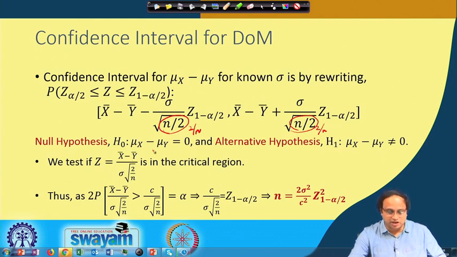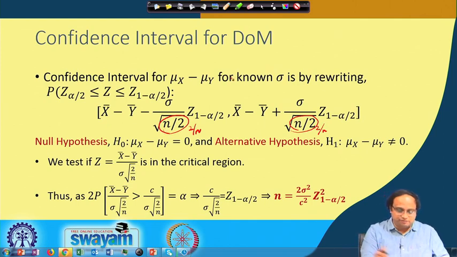So, note that here I have assumed the null hypothesis. Therefore, mu x minus mu y is 0, and I test whether z, equal to x bar minus y bar divided by sigma square root of 2 by n, lies in the critical region. The critical region is essentially as previously depicted, so you can again apply the same technique.